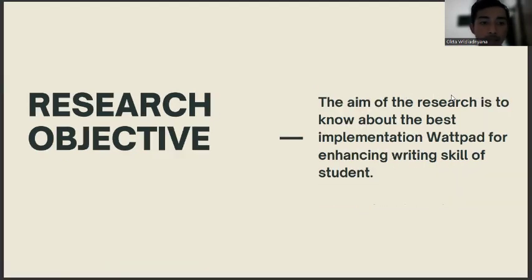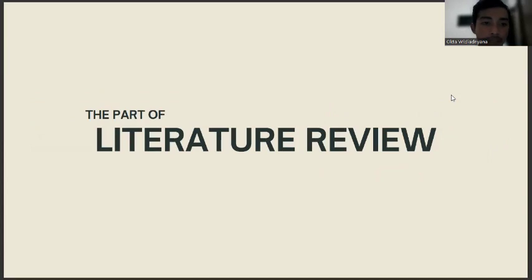Okay, next slide about the research objective. The aim of the research is to know about the best implementation of WATTPAD for enhancing writing skill of students. Because the researchers use WATTPAD as media learning to enhance students' writing skill. So that the researchers can enhance or improve the students' writing skill using technology like WATTPAD applications.